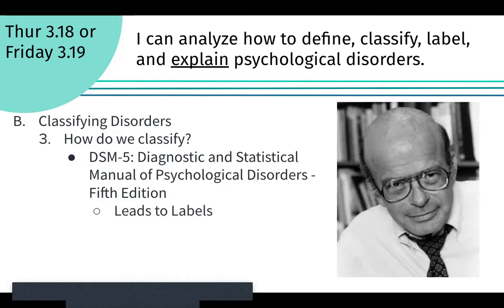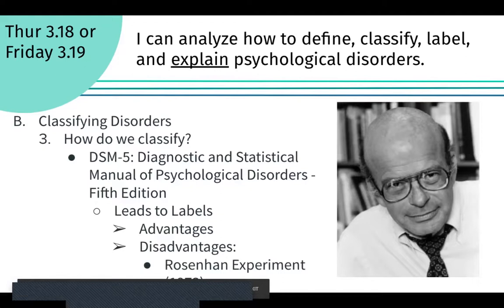So this does lead to labels, okay? I'm going to have us skip the advantages and disadvantages for now, so don't write that down. But I do want you to write down this, okay? The Rosenhan experiment, which is part of the labels. And then what we'll do is the advantages and disadvantages. So you can leave space there, or you can put the Rosenhan experiment first.